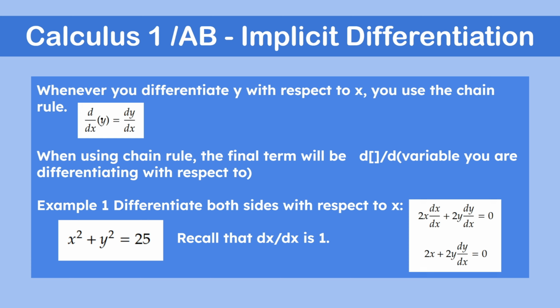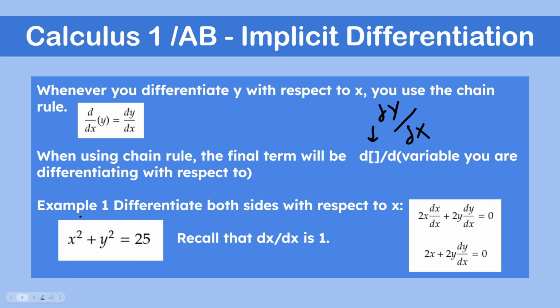So whenever you differentiate y with respect to x, use the chain rule as shown here. The derivative of y with respect to x is the same thing as dy over dx, because it's essentially a fraction. Whenever you're using the chain rule, the final term you multiply with will be d of the variable that you're differentiating, so let's say it's y here, dy over the variable you're differentiating with respect to, which would be x here. So you have d dx, and that would be the last term of that chain rule.